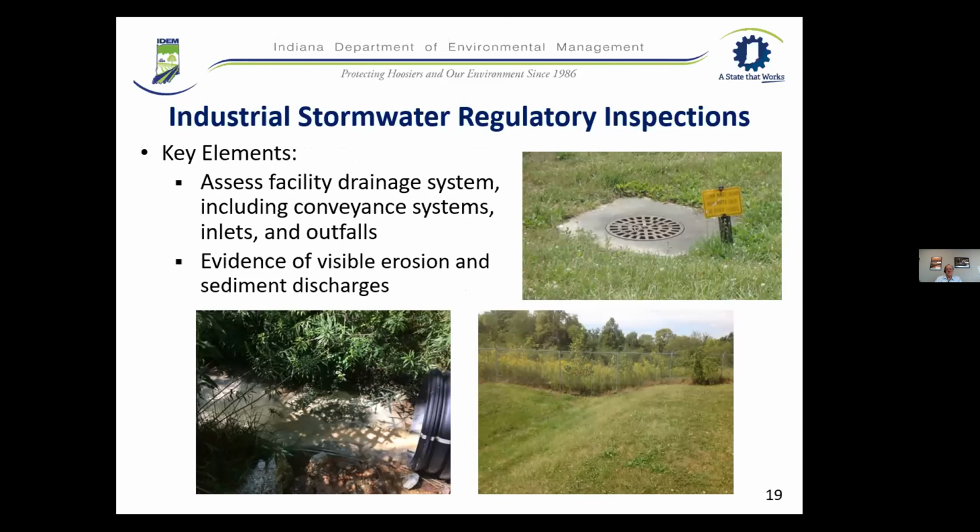Key elements, as I said before, we're going to assess the facility drainage system, conveyance systems, inlets, outlets. Oftentimes, if we see something coming out of the building or a pipe that's discharging outside and we can't find the source of it, we may even go into the building to see if there's an inside floor drain that's connected to the outside.